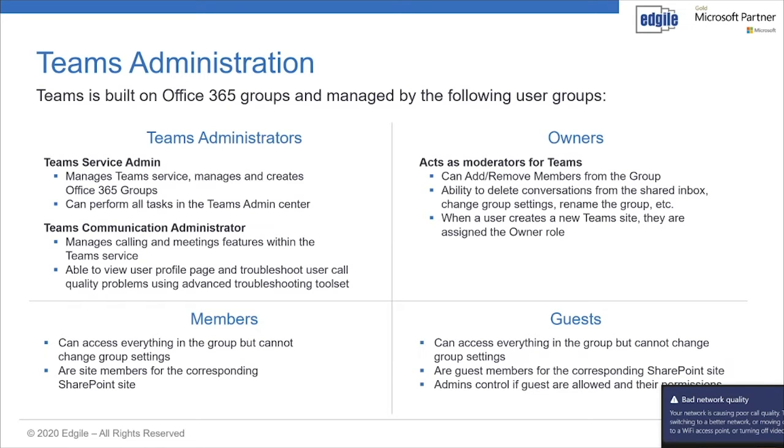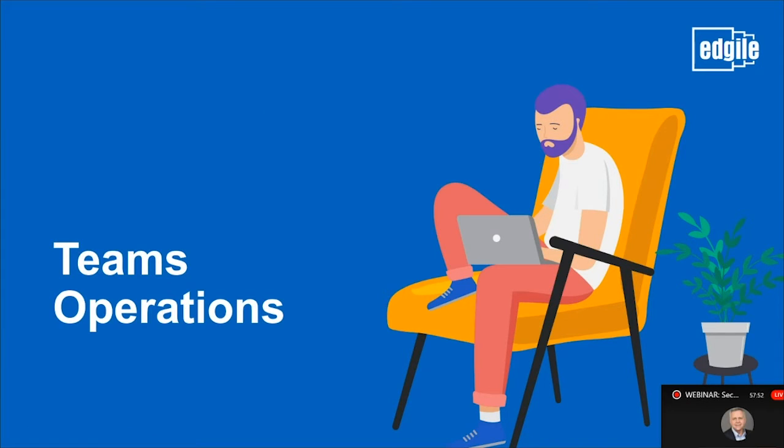We have owners. Owners are moderators for an individual team, so they can add or remove users from a group that's mapped to a team. They have the ability to delete conversations or control who can create new sites. Then there's members. Members can access everything in a group, but they can't change the settings. And most importantly, there's a concept called guests. And we're going to talk quite a bit about guests, so I'm not going to go too deep into that right now. But think of guests as being everybody outside your organization, or potentially everybody that is accessing your teams in an anonymous manner.